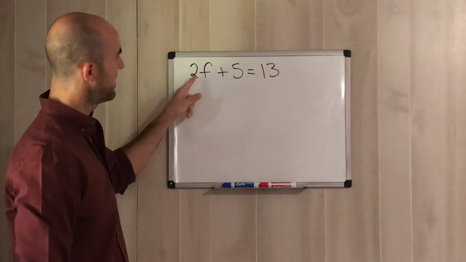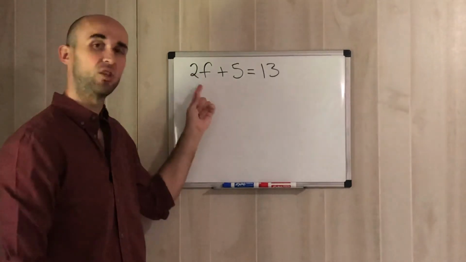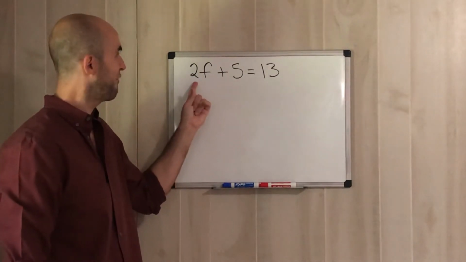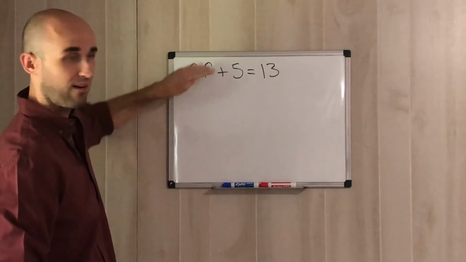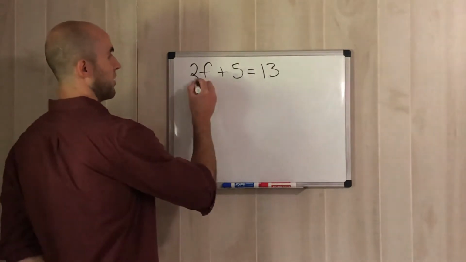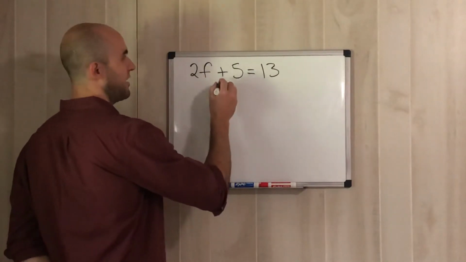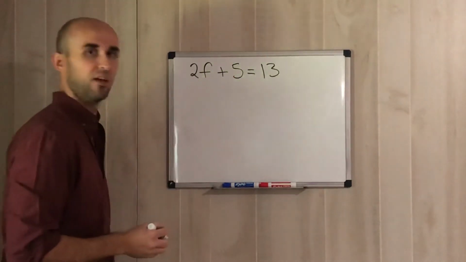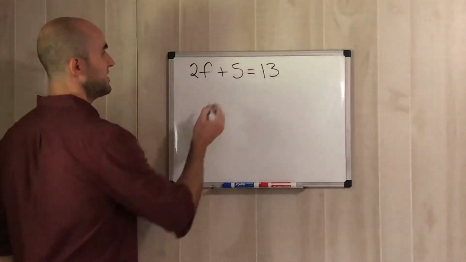We have the 2 and we have the 5. But since the 2 is with the variable, with f, we want to save that for last, right? Always save anything that has to do with the variable for last. So again, we want to get rid of the 2 at the end, and we also need to get rid of the 5. So first thing we need to do is deal with that 5.